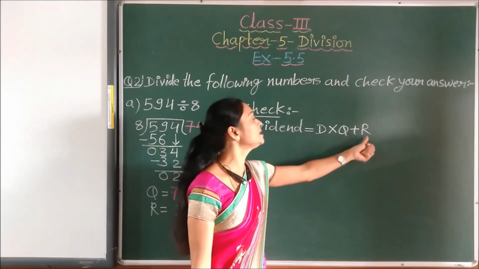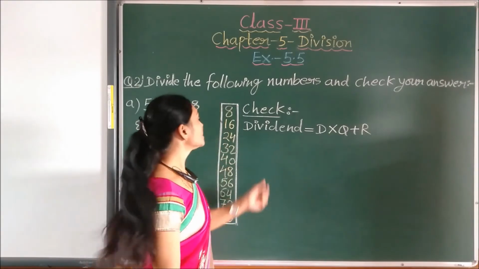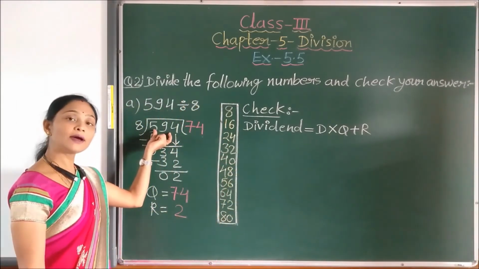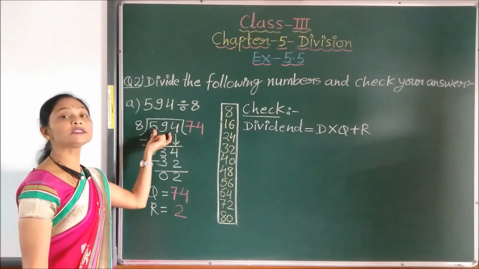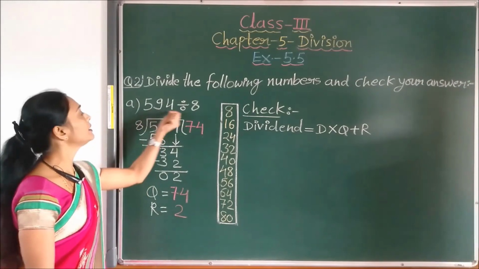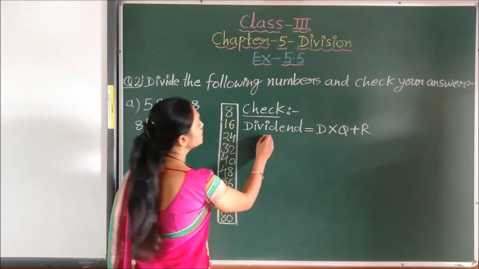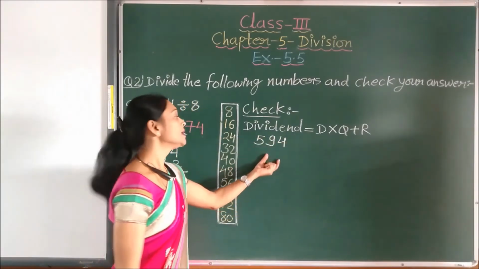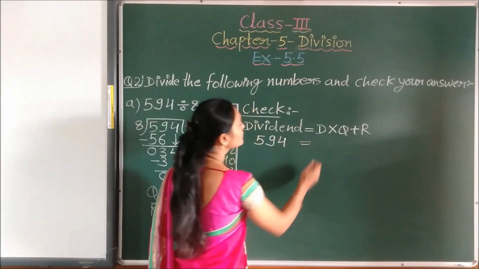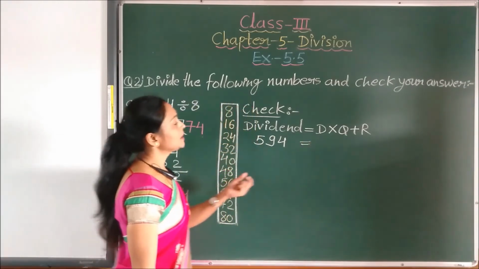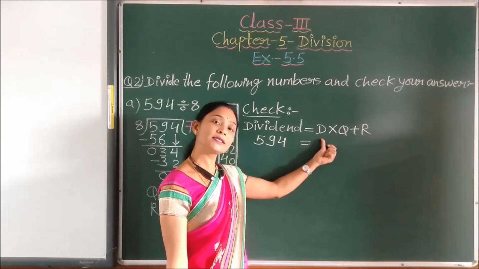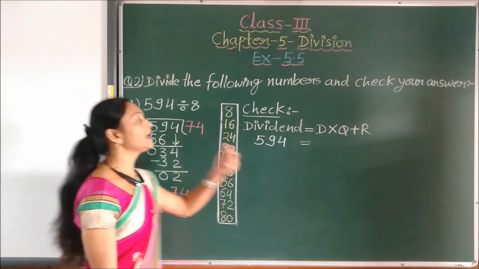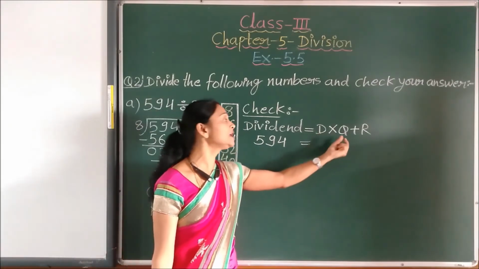multiplied by quotient plus remainder. So here what is the dividend? See, dividend is this 594, the number which is being divided, 594. So here we have to write this 594. Yes. Then we have to write which number? Now what do we have to write? We have to write this divisor. So divisor is how much? Divisor is 8 and we have to multiply this divisor with the quotient.